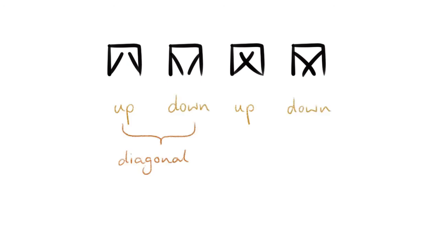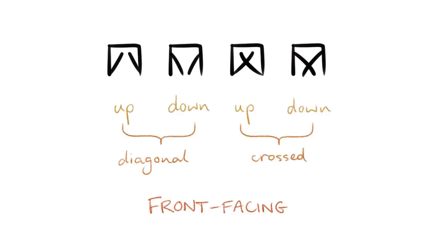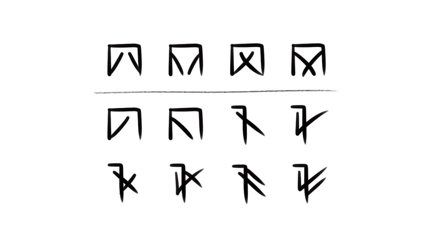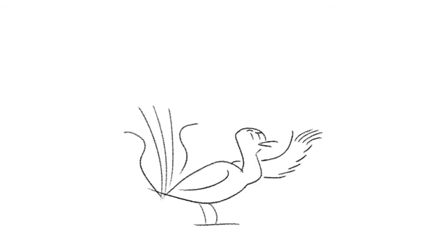There are arm specifics that specify up and down, diagonal, and crossed arms as seen from a front-facing angle, and that concludes the list of specifics I have actually needed to use. These are all the other theoretical specifics I have in mind, however I'm not sure if any of them are actually necessary, but I'm still going to put them in this video anyway.